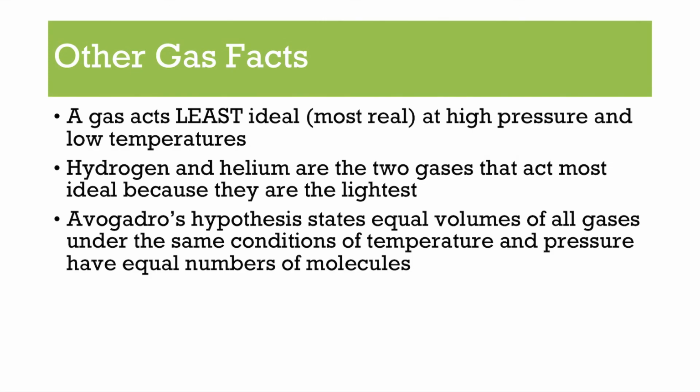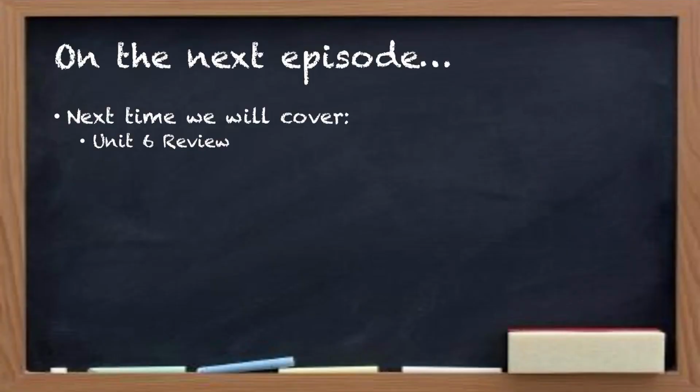So basically, all we learned today: the 4 statements of the KMT, the 2 reasons why ideal gases don't exist, and how real gases can act most ideal. So that's pretty much it.